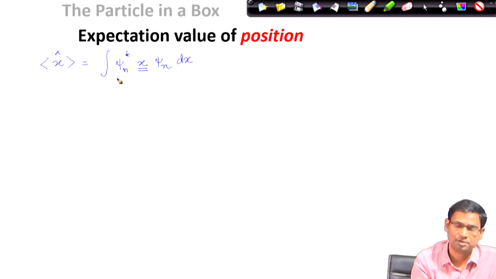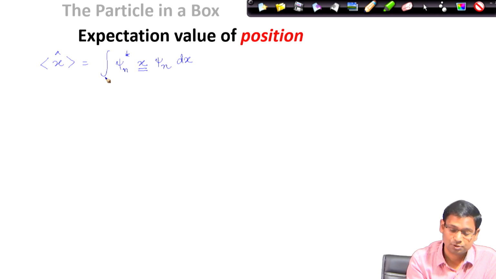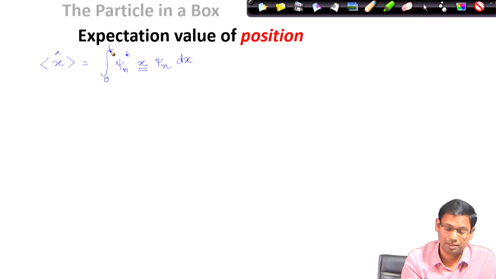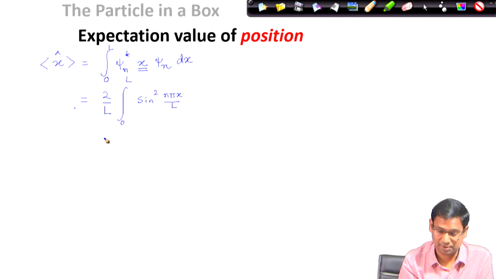But I already know that from minus infinity to 0 and from L to plus infinity, the wave function becomes 0. So, I only have to worry about the range between 0 and L. When I use this form, I have the square root of 2 by L for each of psi n and psi n star. So, when I multiply them, it becomes 2 by L. So, I am left with sine square of n pi x by L.